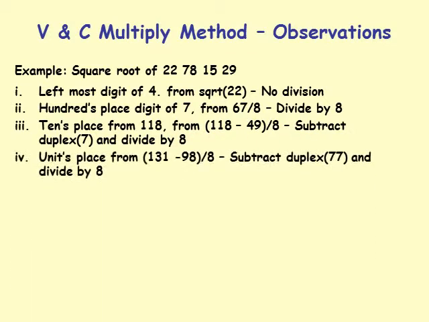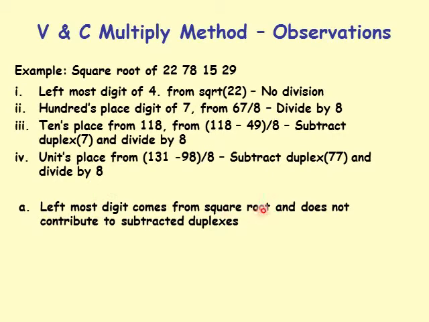The units place is from 131 minus 98, divided by 8. So we have 13 remainder from the previous step here, 131 minus 98, divided by 8. We were subtracting a duplex of 77. There were 2 sevens before the third digit, and we got it, and we were dividing by 8. So we divided by 8 here, here, and here, and 8 is twice the first digit.